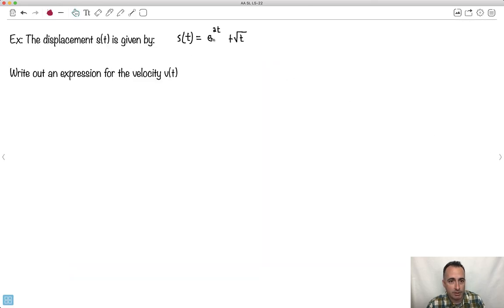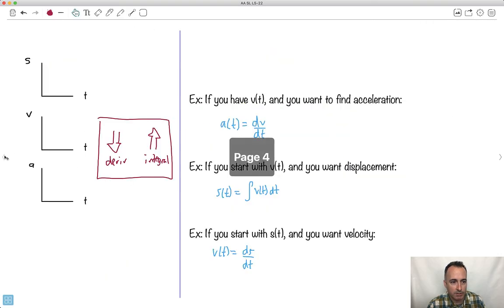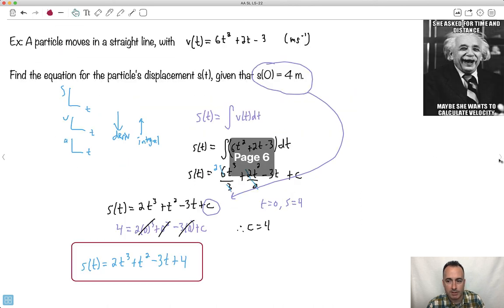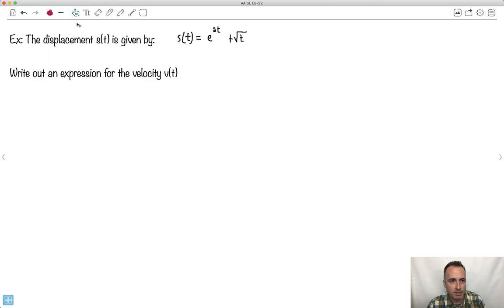Last example, looks gross. We can totally do this. We have displacement. We want velocity. Remember, let's go back here. How do we do this? If I start with displacement, I want velocity. I go down, I take the derivative. Aha. So that's conceptually solved now. So now I know. I can just write it down. I can say, aha, v of t is just going to be ds dt. It's just going to be the derivative.